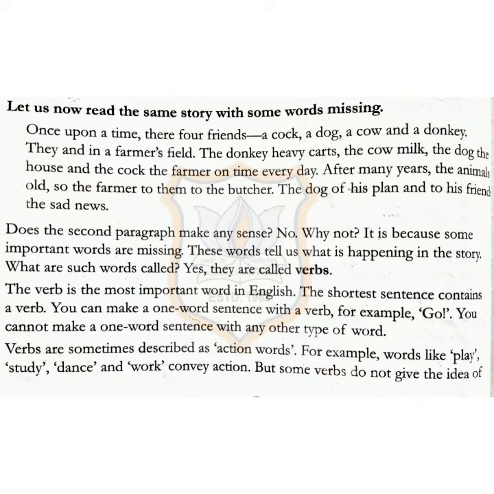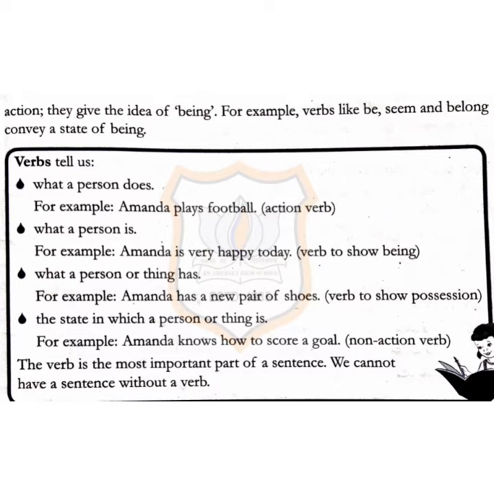So verbs are sometimes described as action verbs. For example, words like play, study, dance, work, they convey some action. But some verbs do not give the idea of action. They give the idea of being. For example, verbs like be, seem and belong convey the state of being.